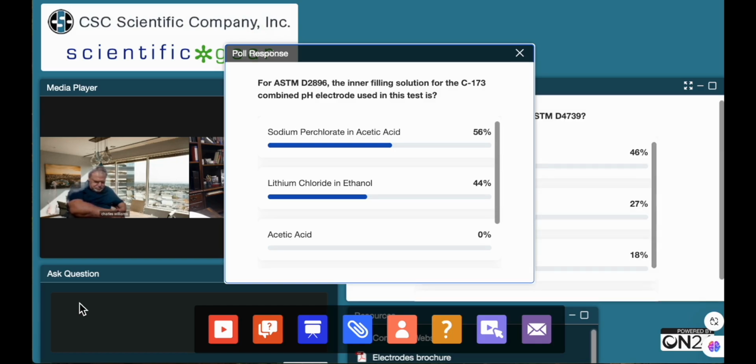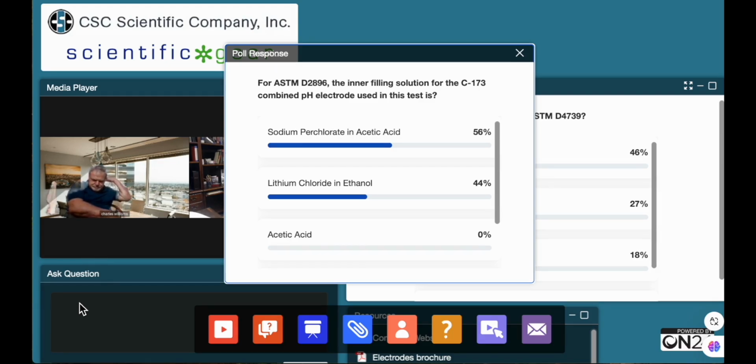The correct answer is HCl and IPA. So 45.5% of you were correct. Everything else is wrong. The bottom two, the HClO4 and acetic acid and sodium acetate and acetic acid, are for 2896. And the KOH and IPA is not the answer. So it is HCl and IPA.